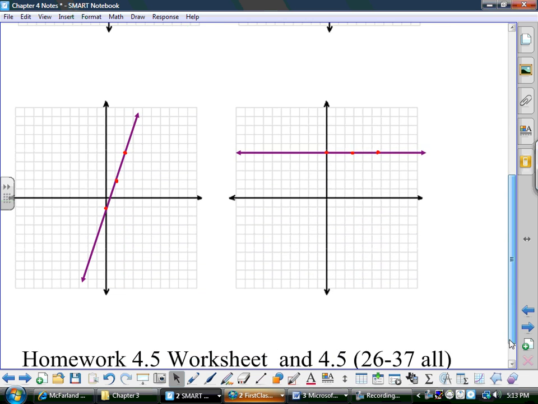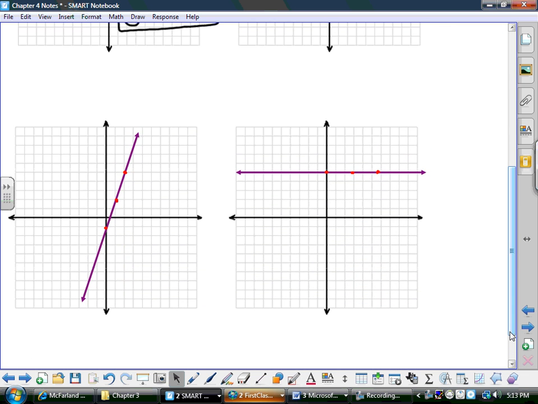See if you can write an equation for those 2 graphs. Pause the video, show your work, and write an equation for those 2, and then we'll compare answers.